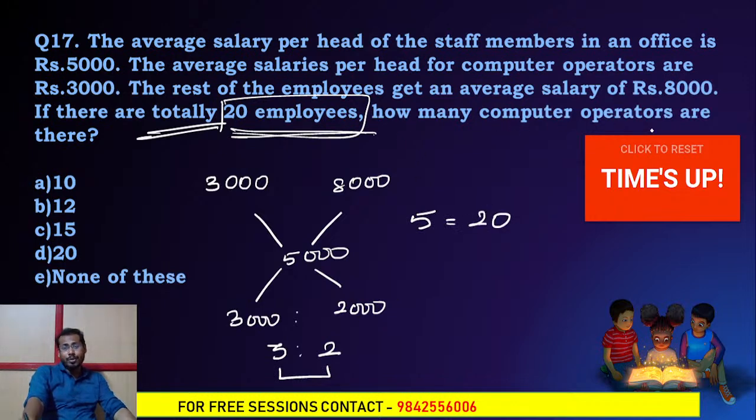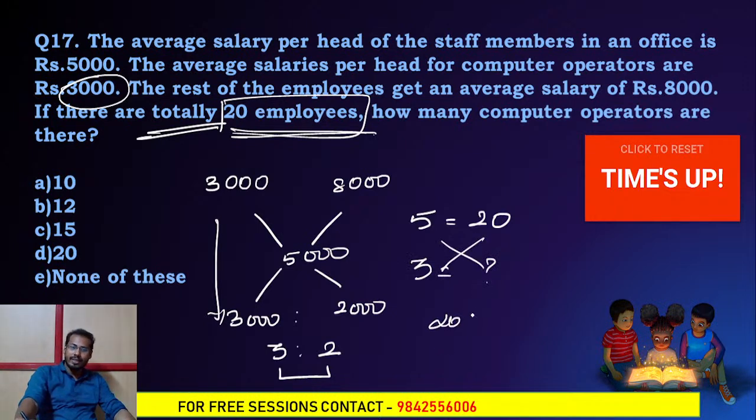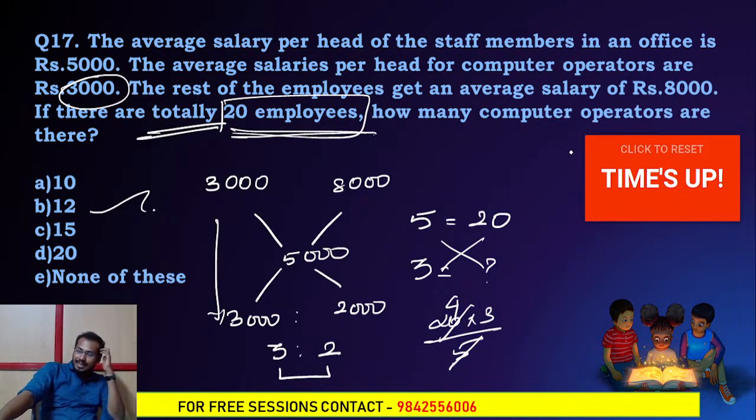How many computer operators are there? Who is the computer operator? The salary of computer operators is 3000, so this is the computer operator. That is 3 parts. 3 parts is equal to what? Just cross multiply, you will get the answer. 20 into 3 divided by 5. 4 times 3 is 12. 12 is the right answer. Clear? I hope you guys understand this concept.